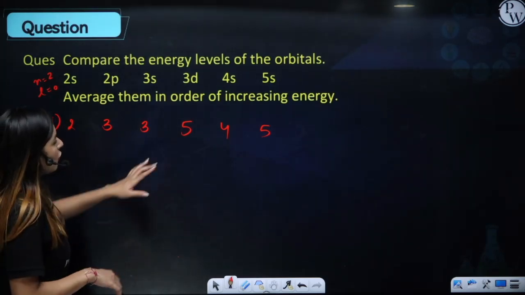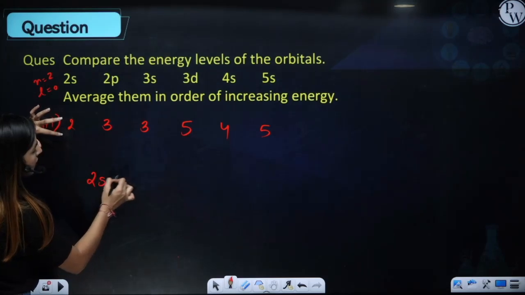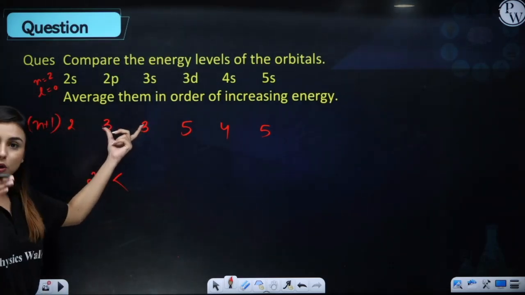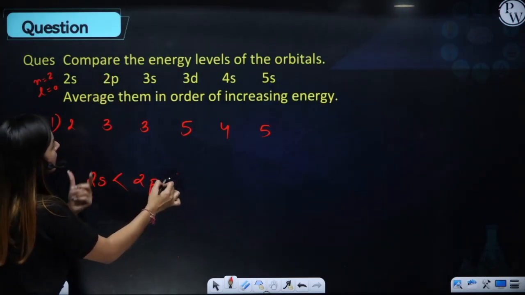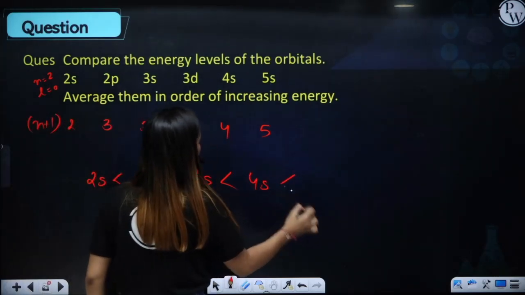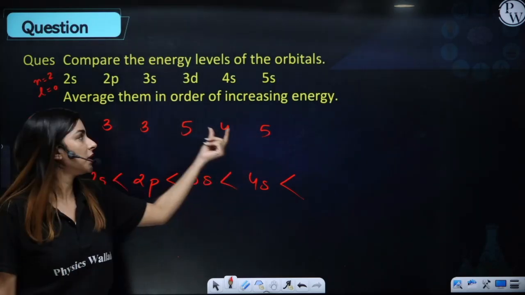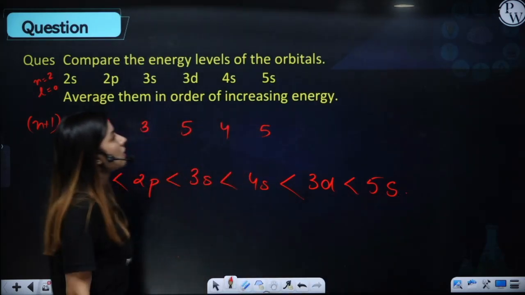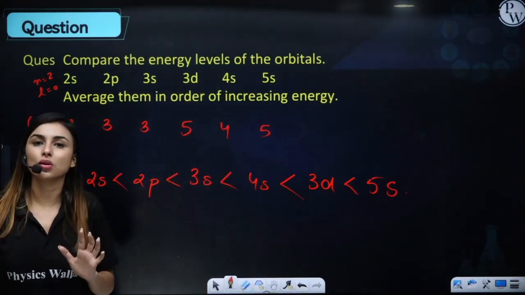So first and the most important thing, the lowest n plus l value is 2, so 2s will have minimum energy. Then two different orbitals have the value 3. The lower the n value, the lower will be the energy. So n value is lower here, so 2p and then 3s. Then you have the value 4 here, so 4s. Then, my dear students, 3d has 5 and this also has 5. Lower the n value, lower will be the energy, so 3d and then 5s. So this is the correct order for increasing energies. Okay, this is how you're going to solve the questions.